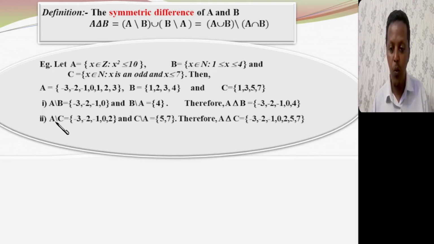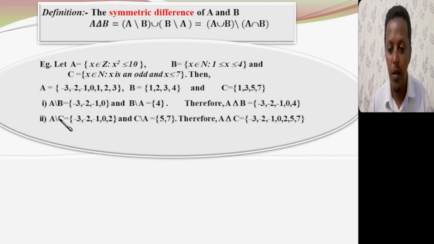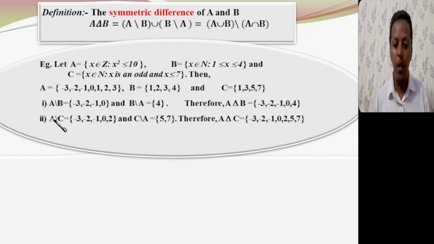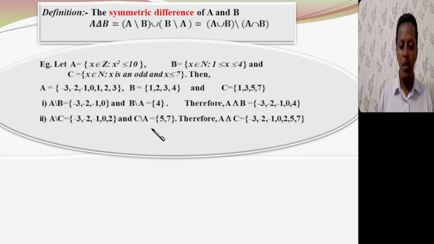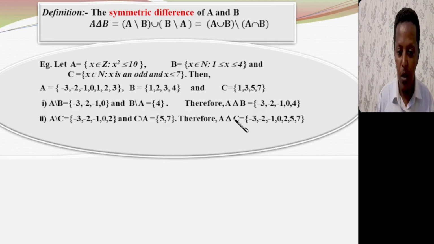At the same time, we can take the relative complement of C with respect to A. A without C, elements in A but not in C: -3, -2, -1, 0, 2. Elements in C but not in A, only 5 and 7. So the union of these two will give us what? The symmetric difference between set A and set C.